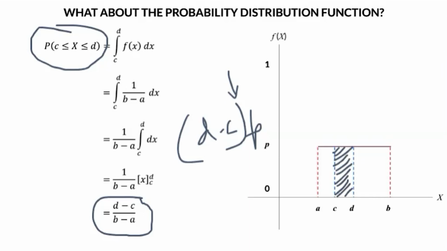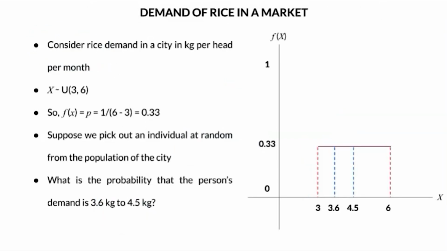Basically, we are talking about the proportion of the total distribution. What is D minus C? It's this length. What is P? P is the height of the rectangle. So what is D minus C times P? It's essentially the area under the curve for your subinterval. That's all it is. Either you can use integration or the rectangle, but generally, as your distributions get more complex, integration is required. Now let's bring this into perspective using the rice demand example.